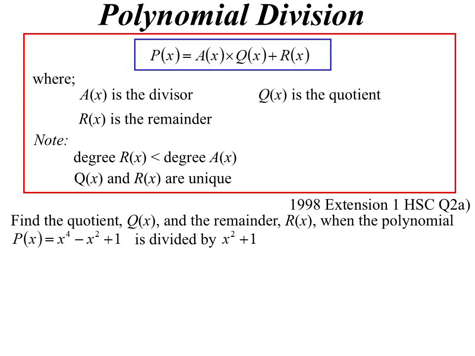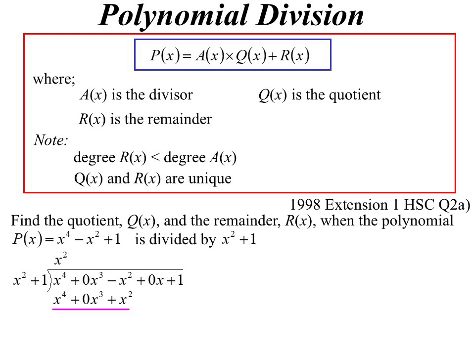Oh, there's an old question. 1998. Find the quotient and the remainder when the polynomial is divided by x squared plus 1. x squared plus 1, but remember, I'm going to need to include all of the missing terms for the sake of my division. So I've got a 0x cubed and a 0x there as well. And when we are dividing, it's just the leading terms that we're dividing. So in this one, x to the power of 4 divided by x squared, which is of course x squared.